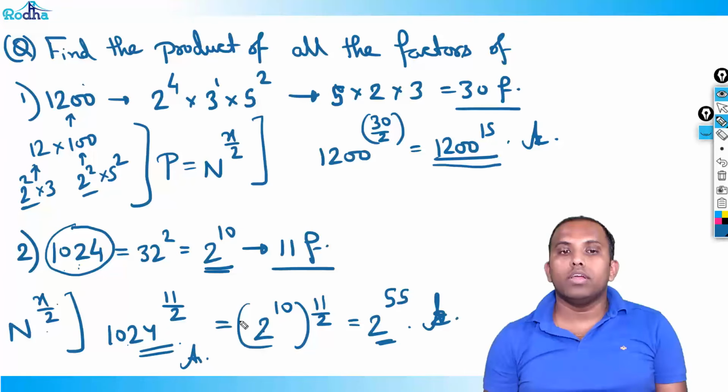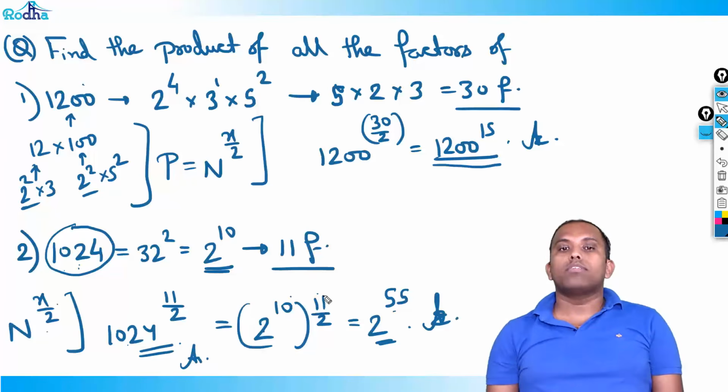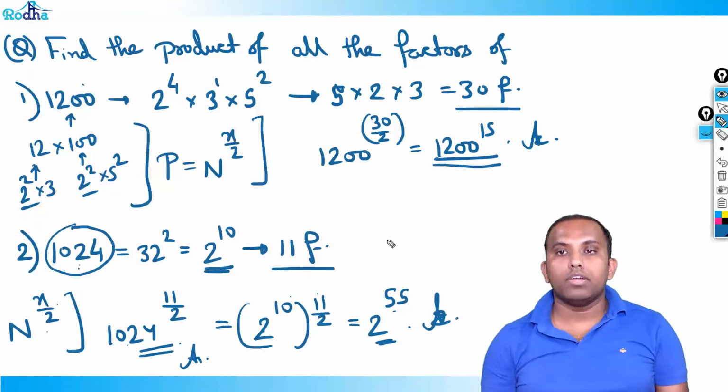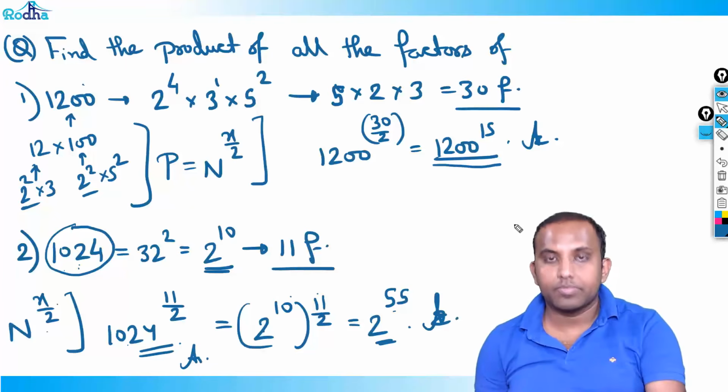1024 is nothing but 2 raised to 10, into 11 by 2. So the 2 gets cancelled, 10 by 2 is 5. So 5 into 11 is 55. So 2 raised to 55 is the answer, right? Correct? Move to the next question.